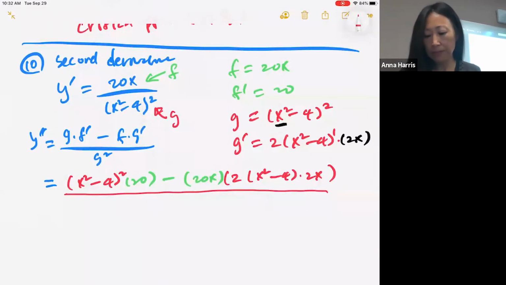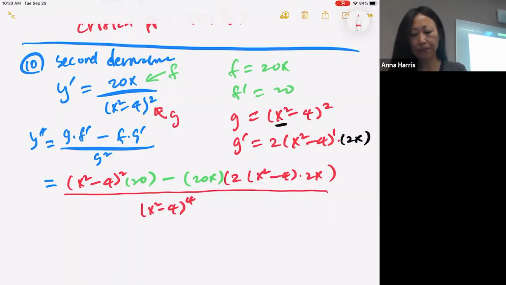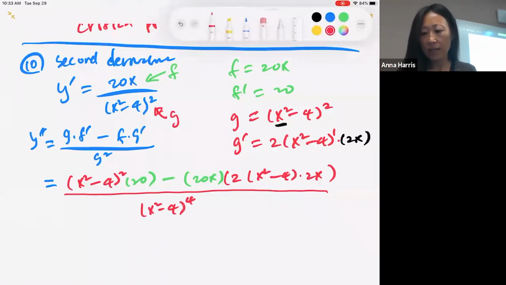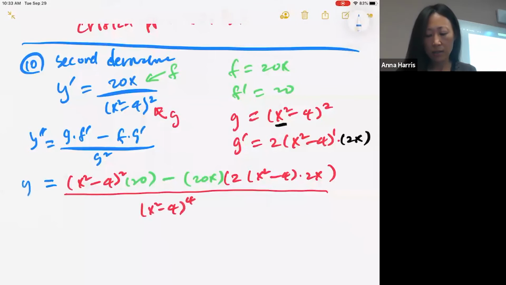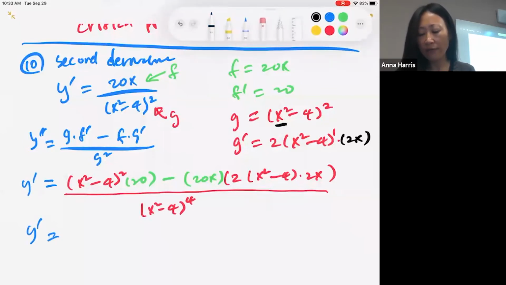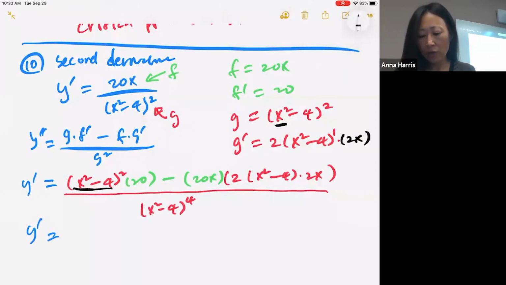Right now I have x squared minus 4 to the 4th power in the denominator, because 2 times 2 gives you a 4. Now we're going to simplify and see anything that we can simplify. In this case, I like to bring out the common factor, which is x squared minus 4 in both terms. So I want to bring that in the front.